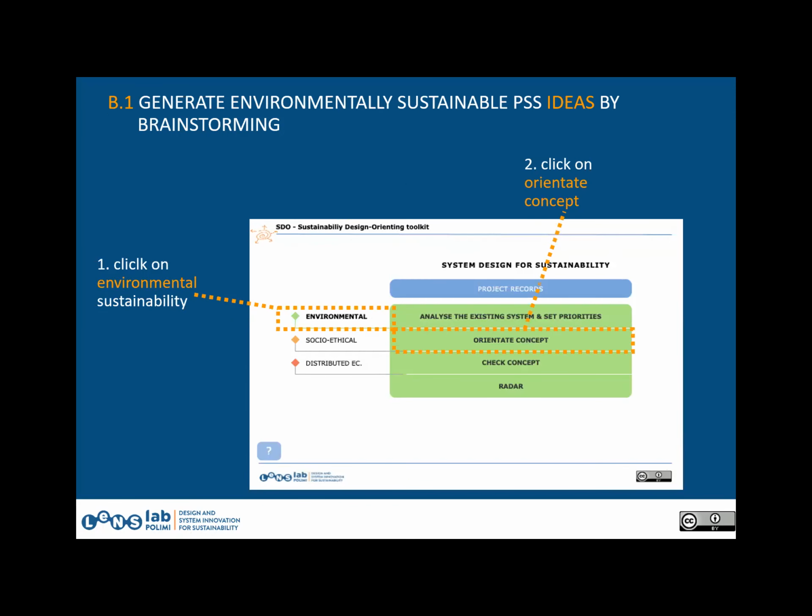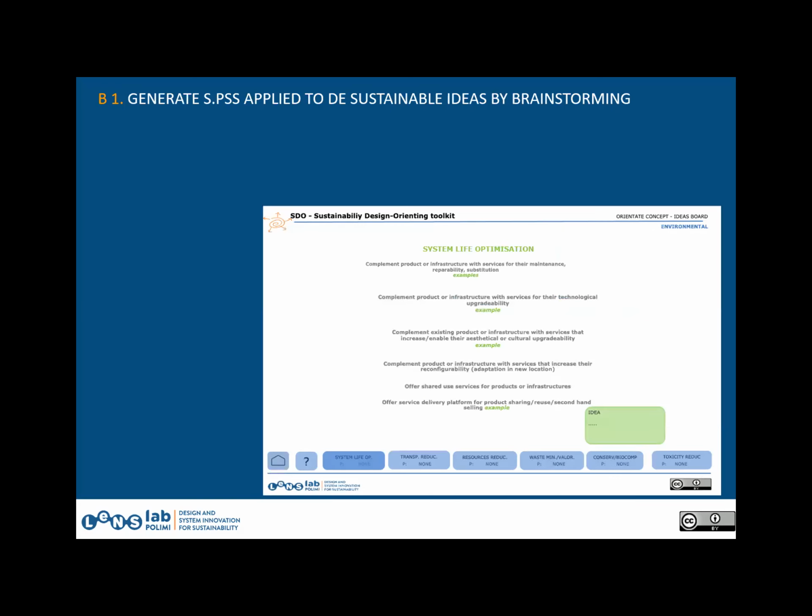Right. So now we come back to distributed economy, which will apply only if you're doing it for a distributed economy. So we won't discuss that right now. But basically, first go to environmental, enter the whole analyze the existing system and priority thing. Then you go to socio-ethical and enter the whole analyze the existing system and priority. Then you go back to the environmental and you go to orientate concept. You click on that.